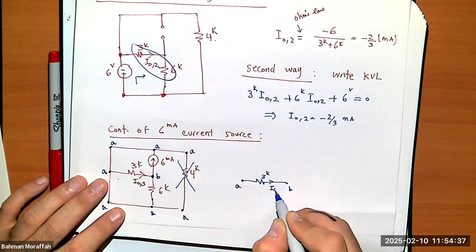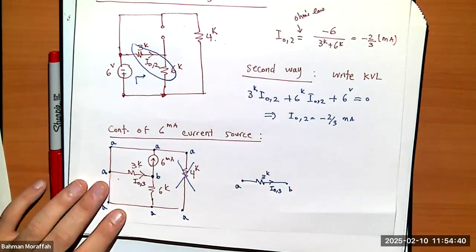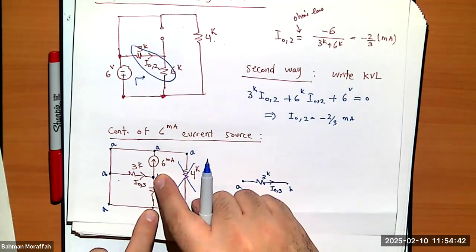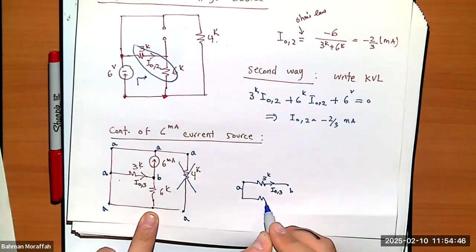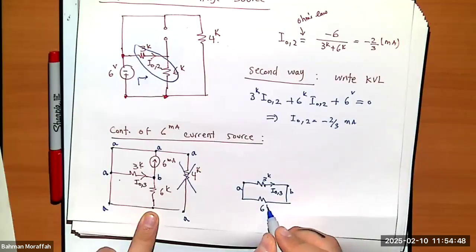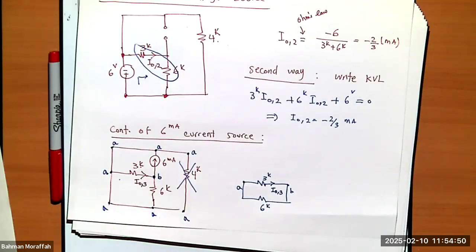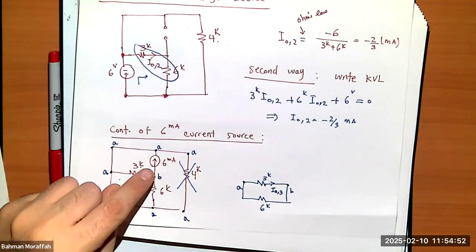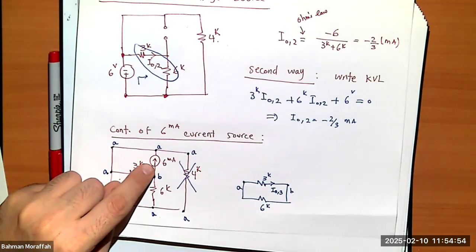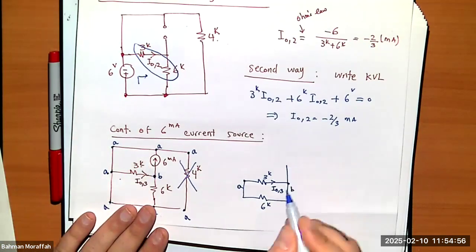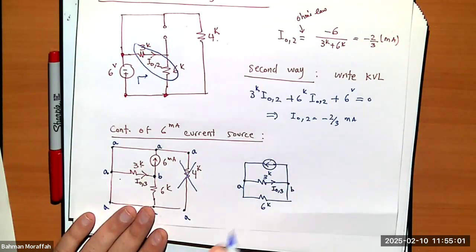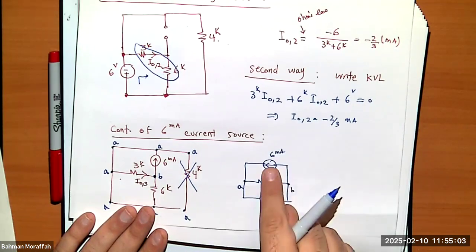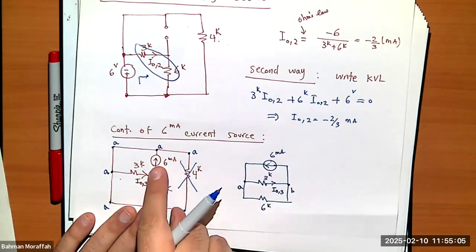And what I'm looking for is current. What else do I have? I have this guy between A and B, so I'm going to write it down over here, which is a 6K. What else do I have? I have this guy between A and B. Remember, this arrow points to A, this arrow points to A.